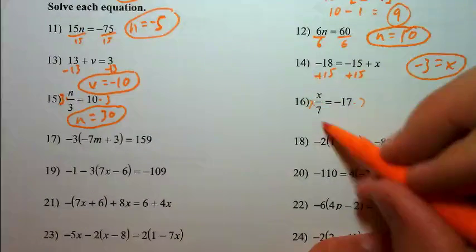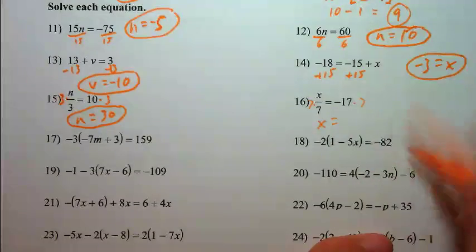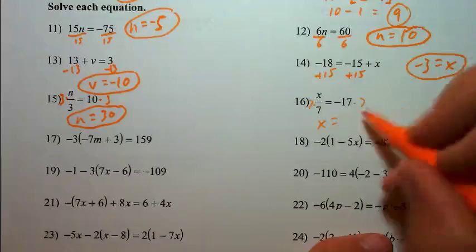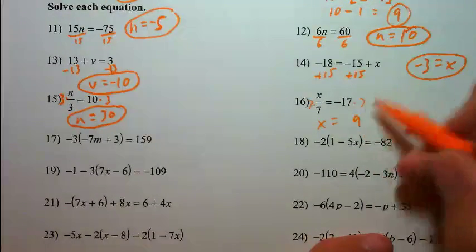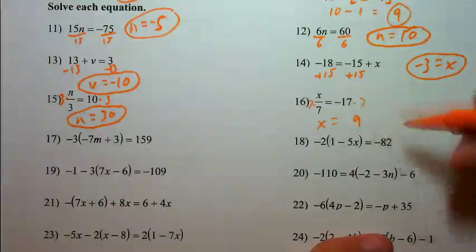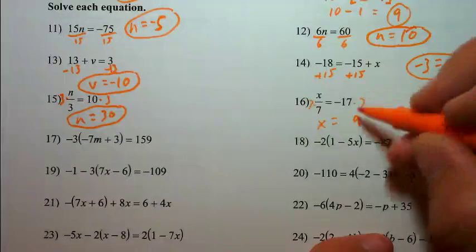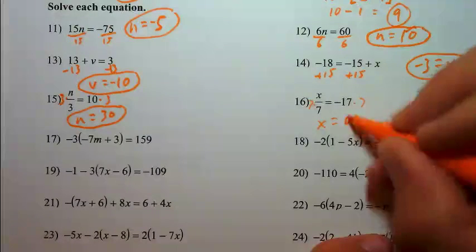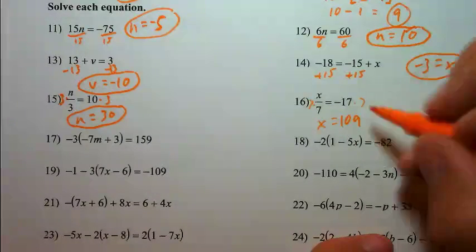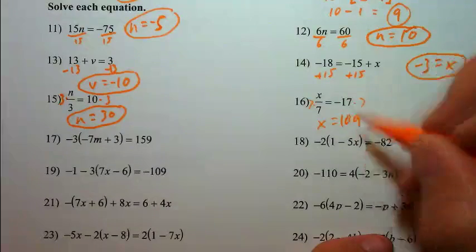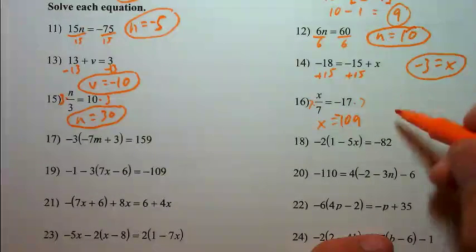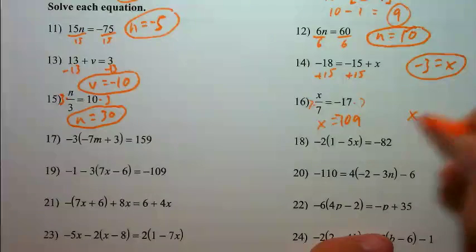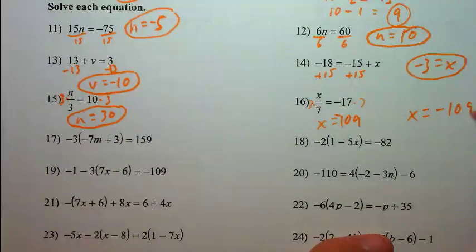Again, those cancel out. We have x equals, well, 7 times 7 is 49. Carry the 4. 7 times 1 is 7. Add the 4 back to 7, and you get 10. So we get 109. One of those values was negative, so it's a negative 109. That looks a little messy. I'm going to go ahead and rewrite that. Negative 109.